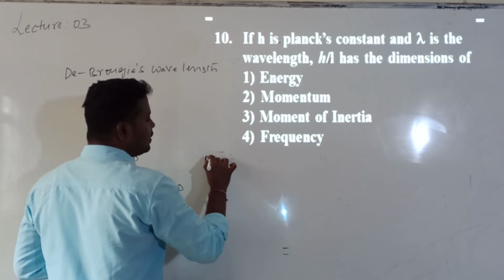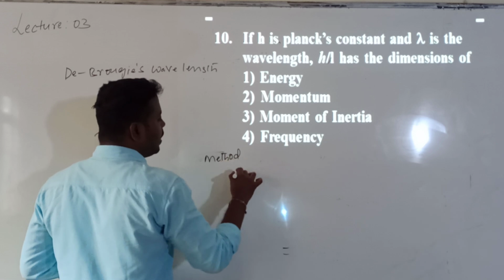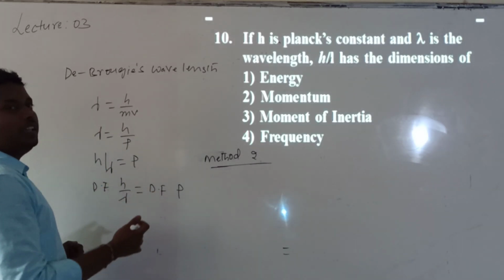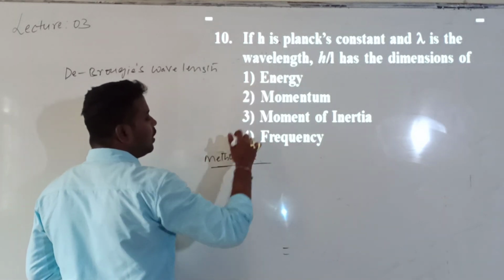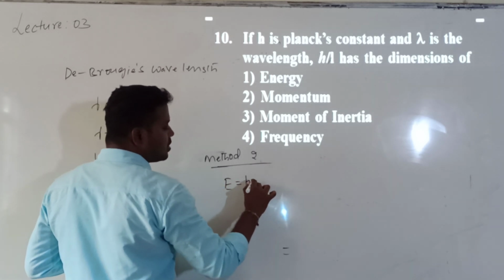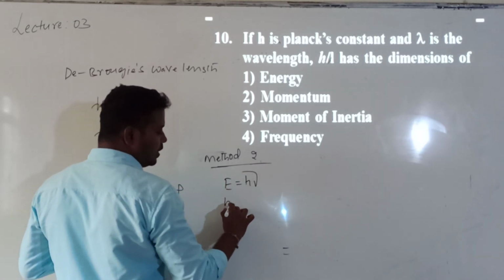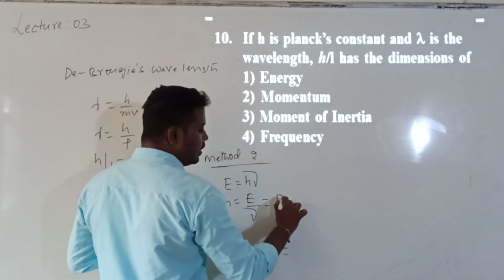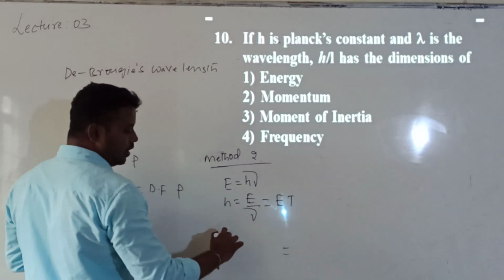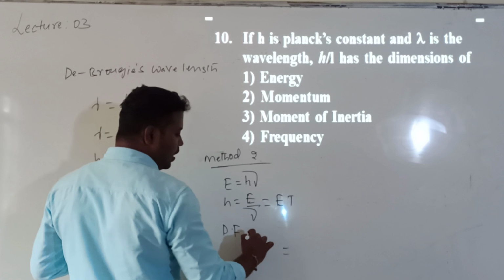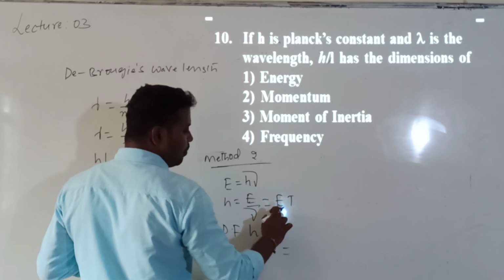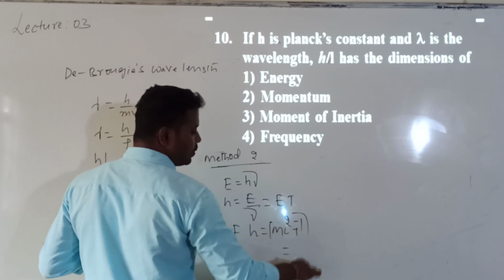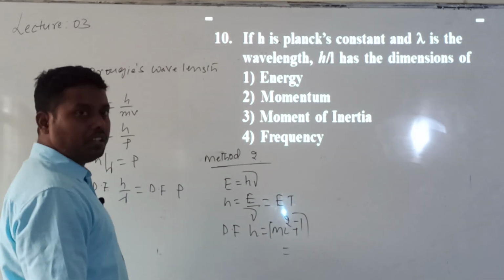The same question. For example, you don't know de Broglie wavelength. So method 2. In this method, you should know the dimensional formula of Planck's constant. Where will you get Planck's constant? E is equal to h mu, so h is equal to E by mu, where mu is the frequency. The reciprocal of frequency is nothing but time period. So the dimensional formula of h is M L square T power minus 2 into T, which is T power minus 1. That is the dimensional formula of h.